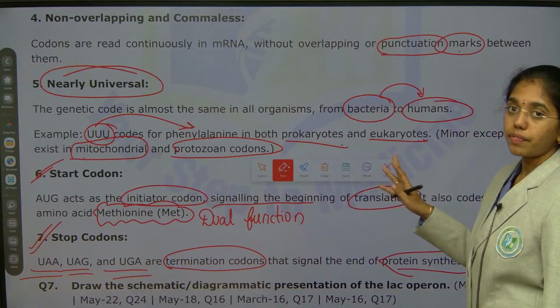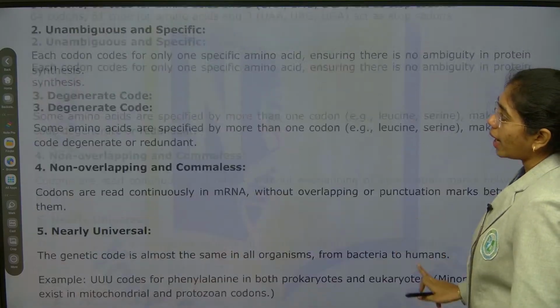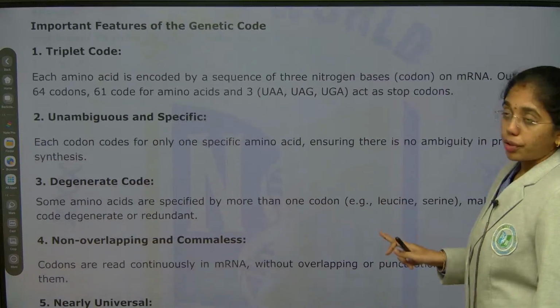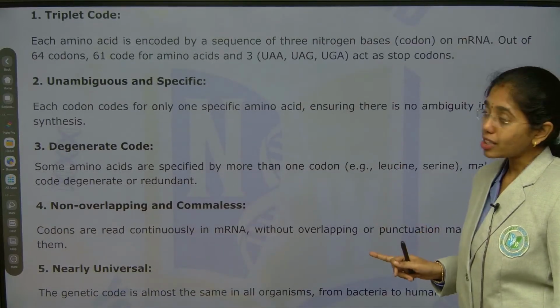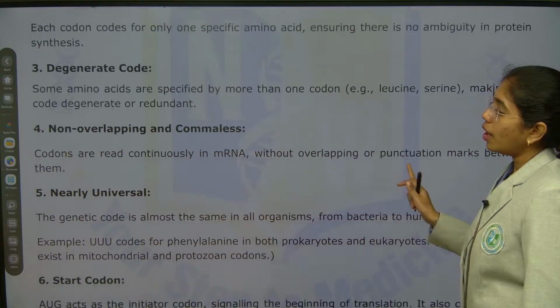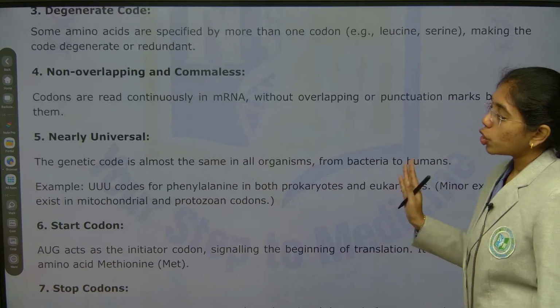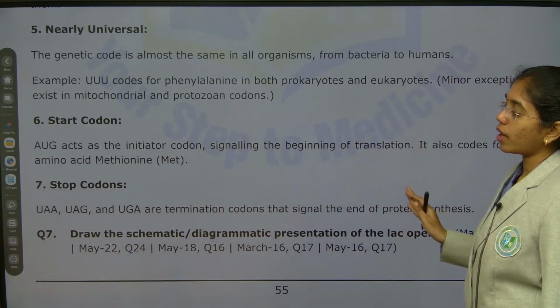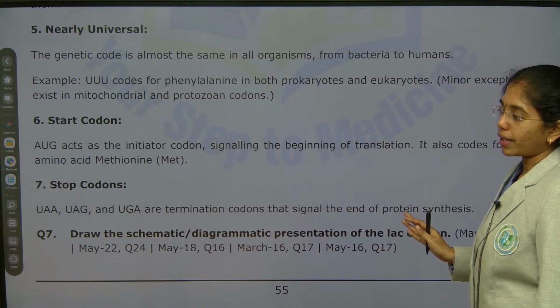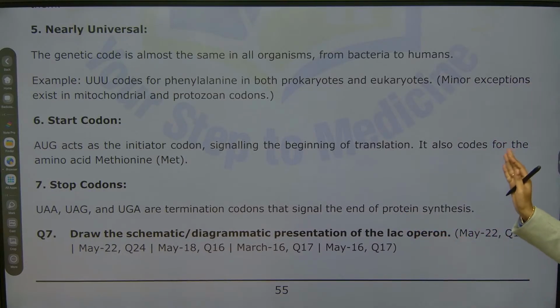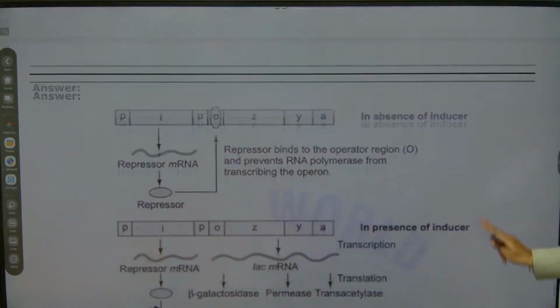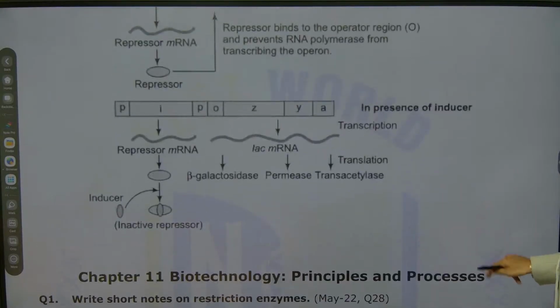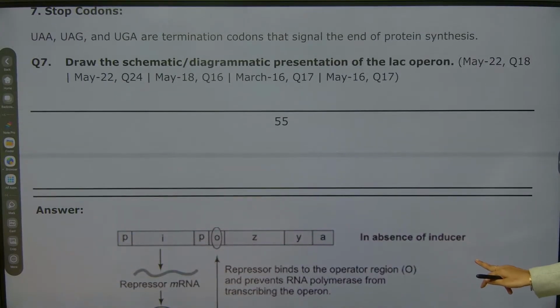So, what are the specific features of the genetic code? We have: it is a triplet code, unambiguous and specific, degenerate code, non-overlapping and commaless, nearly universal, and it has a start codon and stop codon. About start codons and stop codons you have to give at the end. So, this is the complete content that you have to deliver for what? Genetic code features.